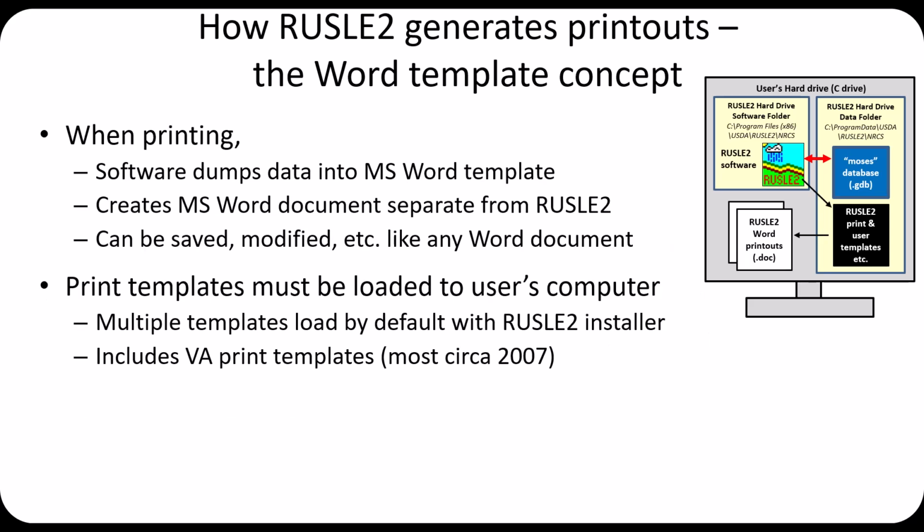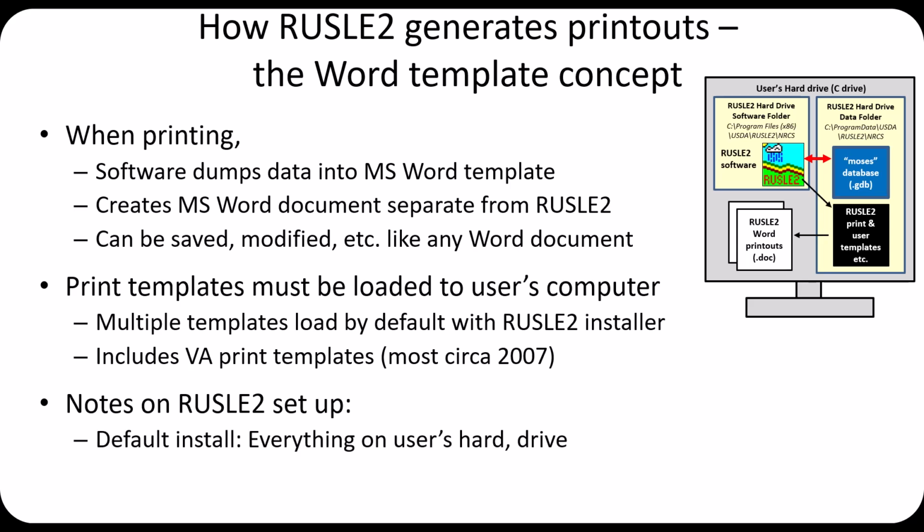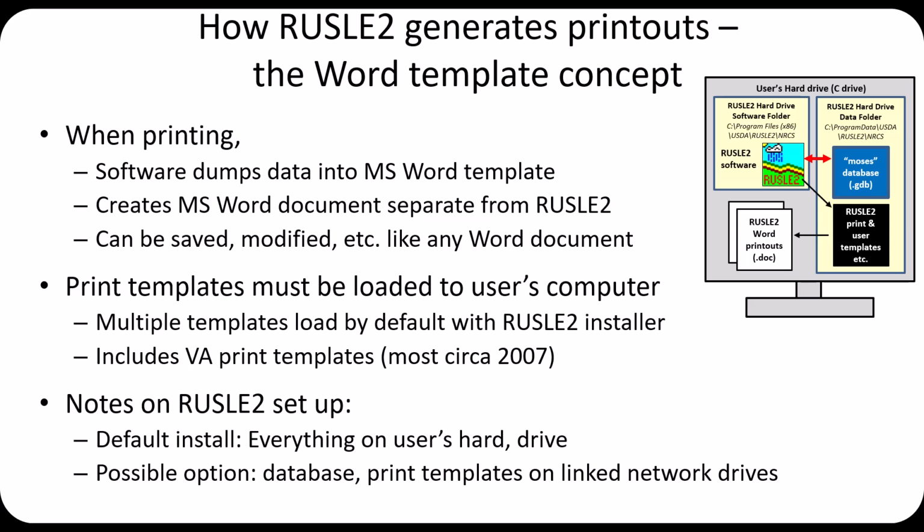Before we leave this slide, a couple of notes on RUSLE2 setup. The default RUSLE2 installation puts everything on the user's hard drive as shown graphically in this representation here. I should emphasize that you can potentially customize this setup by putting your local Moses database and even print templates on network drives that are linked to your computer. This can potentially offer some advantages, such as keeping your database backed up, but can also present some potential disadvantages. If needed, look for other resources on RUSLE2 setup.